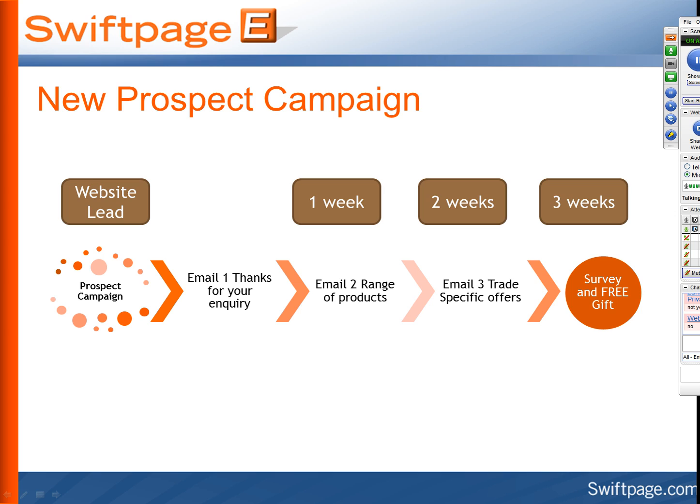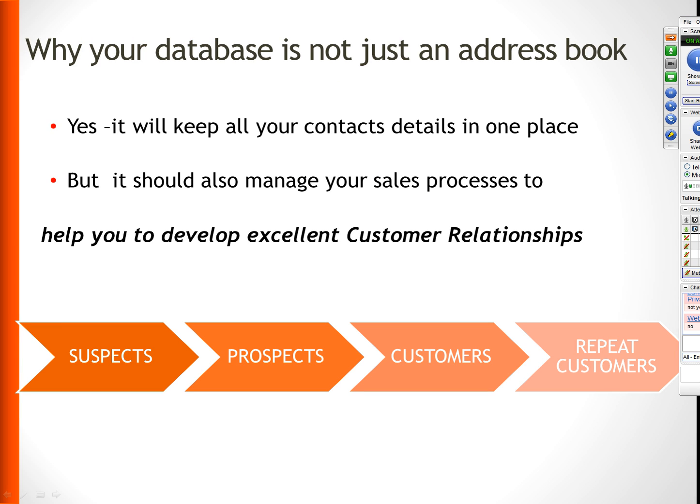And there's an example of one there, prospect one. Somebody fills out their details. It's a website lead. They might get email 1, thanks for your inquiry. Email 2, this is our range of products. Email 3 might be a specific trade offer for you. And then at the end, take our survey, we'd love to know what you think, and here's a free gift. So it's a sample one there.